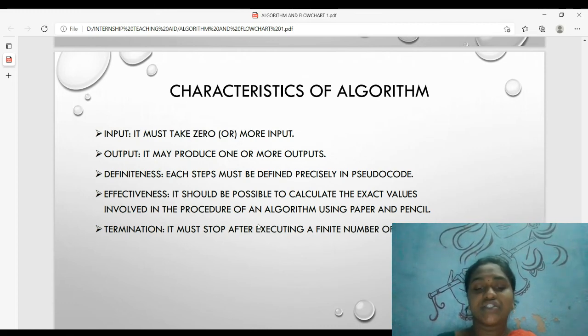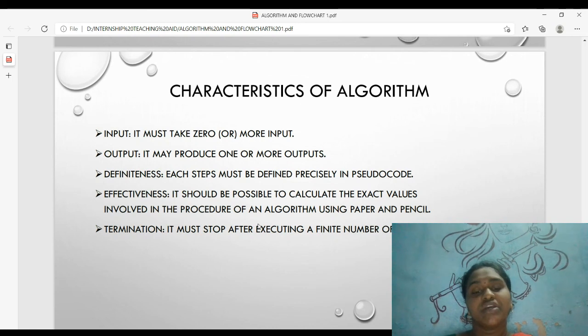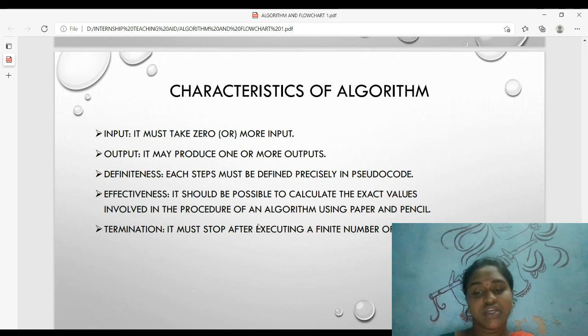The final characteristic is termination. It must stop after executing a finite number of steps. The final step is to end the program, stopping after executing a finite number of steps. There are certain steps to be followed, and the finalized steps must stop after execution.